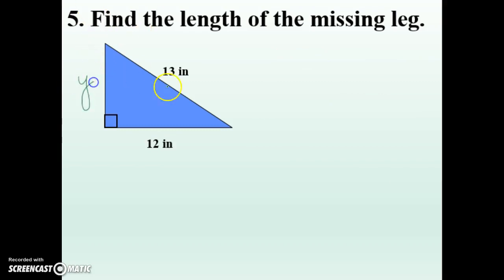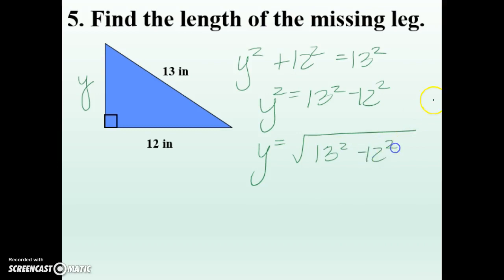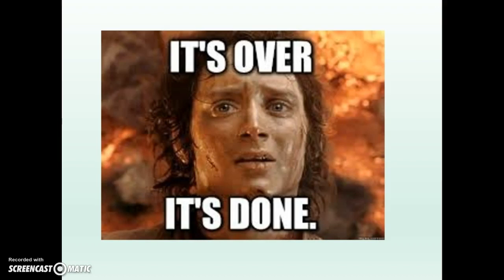This is a vertical distance, we'll call it y. Y squared plus 12 squared has to equal 13 squared. Y squared is 13 squared minus 12 squared. Y is the positive square root of 13 squared minus 12 squared. And that's it. We know how to work our way around the Pythagorean theorem.